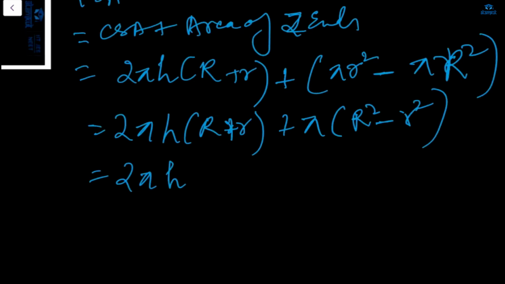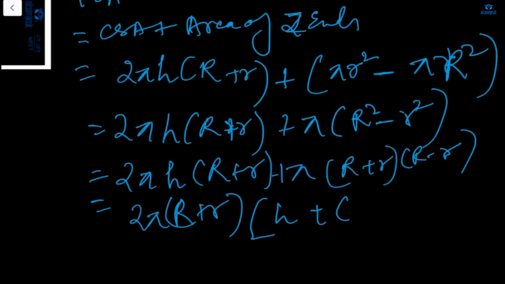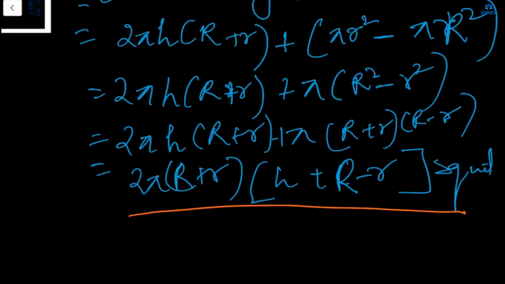2 pi h (R plus r) plus pi (R square minus r square). So a plus b and a minus b. You can take common again, so it will be 2 pi (R plus r), and (h plus R minus r), square unit.